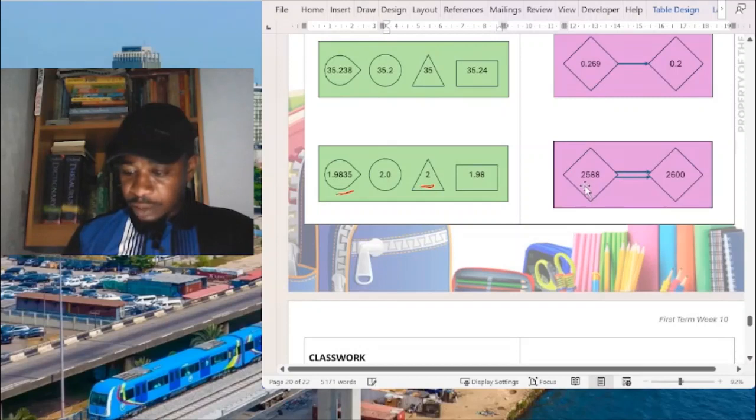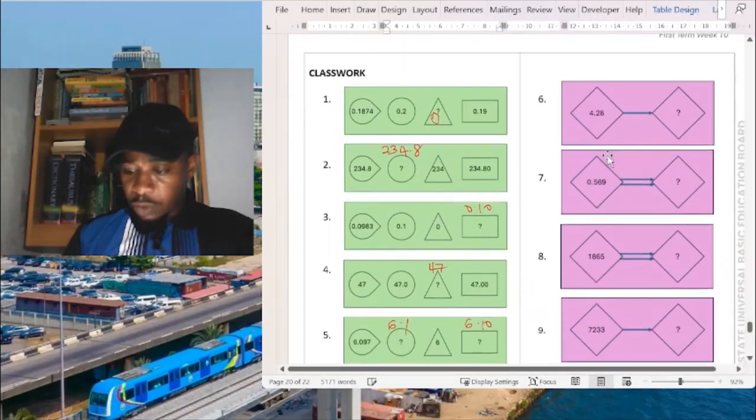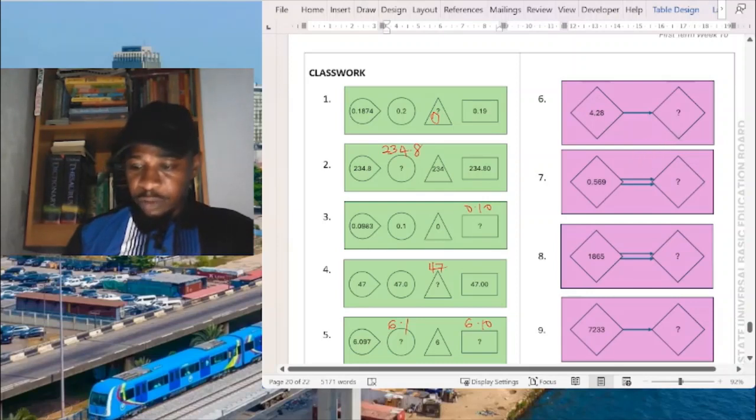And for this, 2,588 to two significant figures, that's going to be 2,600. Remember that with all numbers we have to add all the necessary zeros. So if we now go over to the classwork, 4.28 has one arrow, so that's one significant figure, and that's just going to be 4.